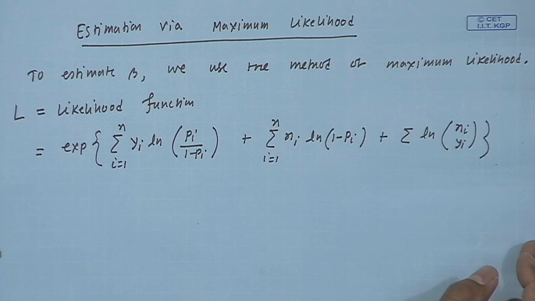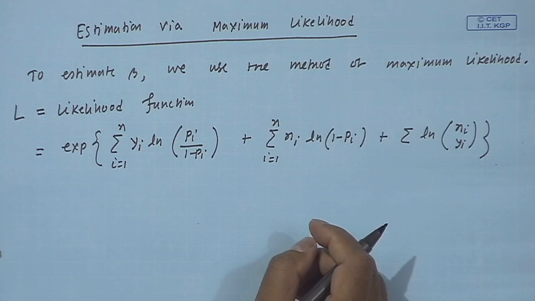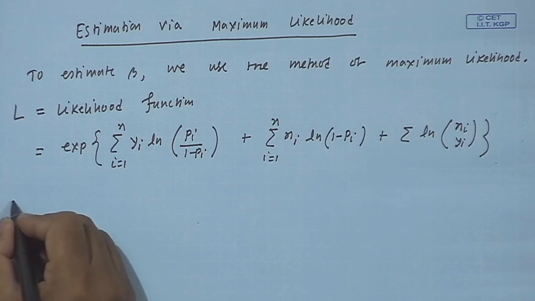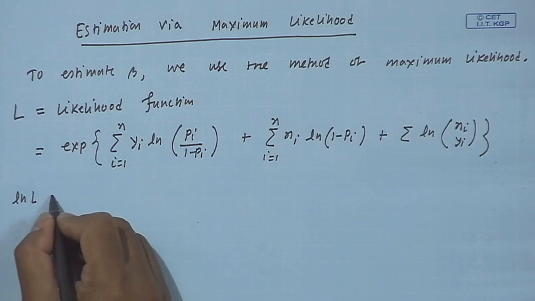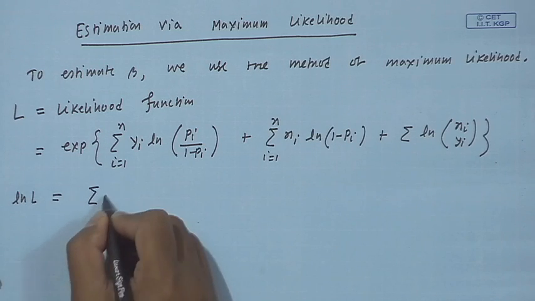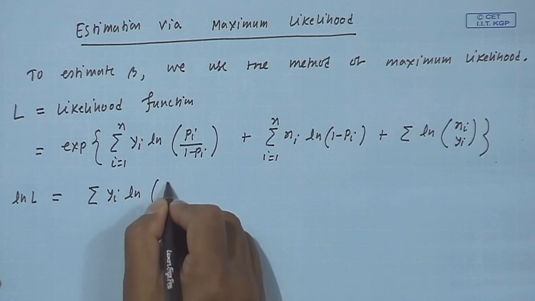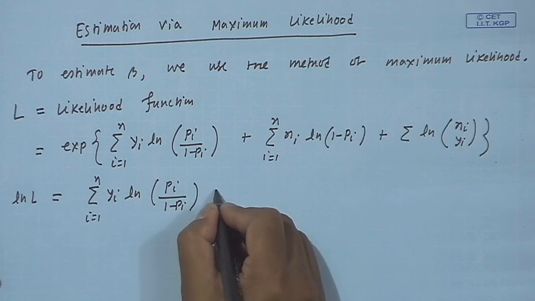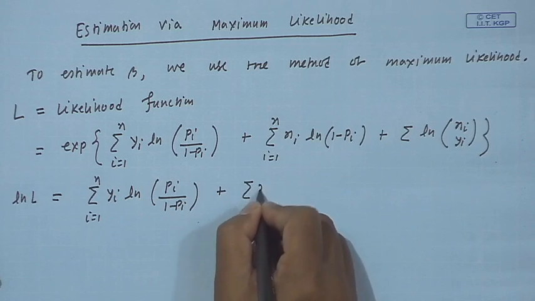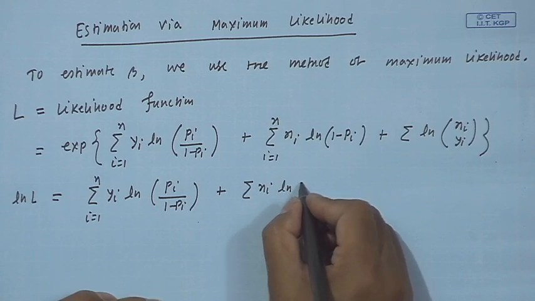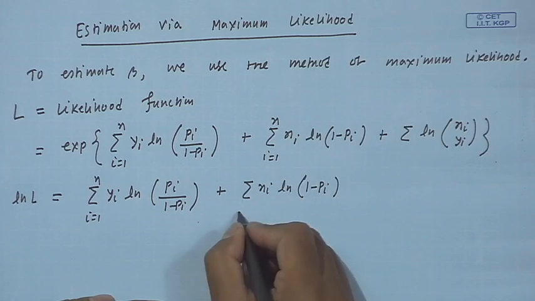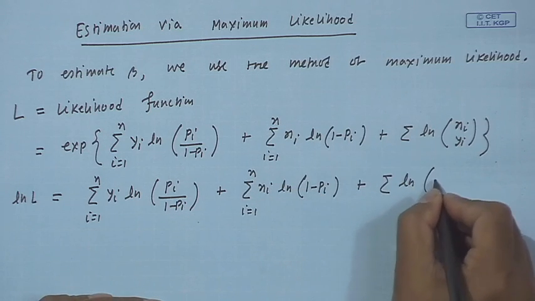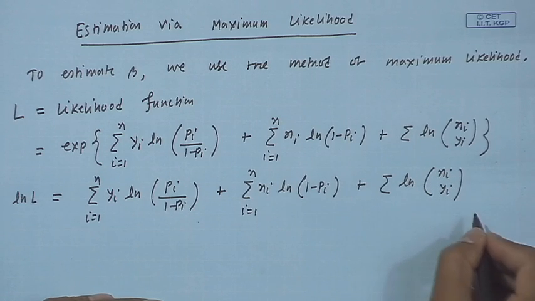Okay. This is the likelihood function, and it is convenient to work with the log likelihood. Log likelihood is nothing but the log of the likelihood function, ln. So this simply becomes the sum over i from 1 to n of y_i ln p_i, plus the sum over i from 1 to n of n_i ln(1 minus p_i), plus ln of n_i choose y_i.